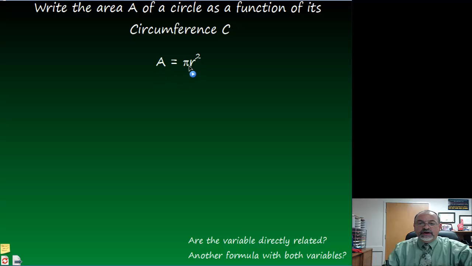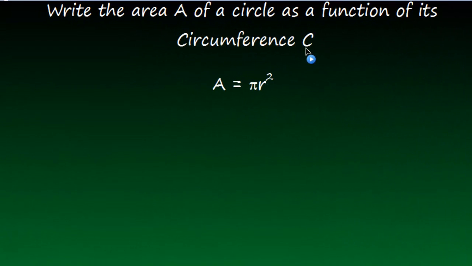And again, pi r squared does not involve circumference. Area and circumference are not directly related. So what we have to think about, I need to replace the r with this c. So is there an equation that has something to do with c and r? And if we think about circumference, we do have that the circumference is equal to 2 pi r. So here, circumference and radius are directly related, so I can solve this equation for r, and now I can replace this r with c over 2 pi.